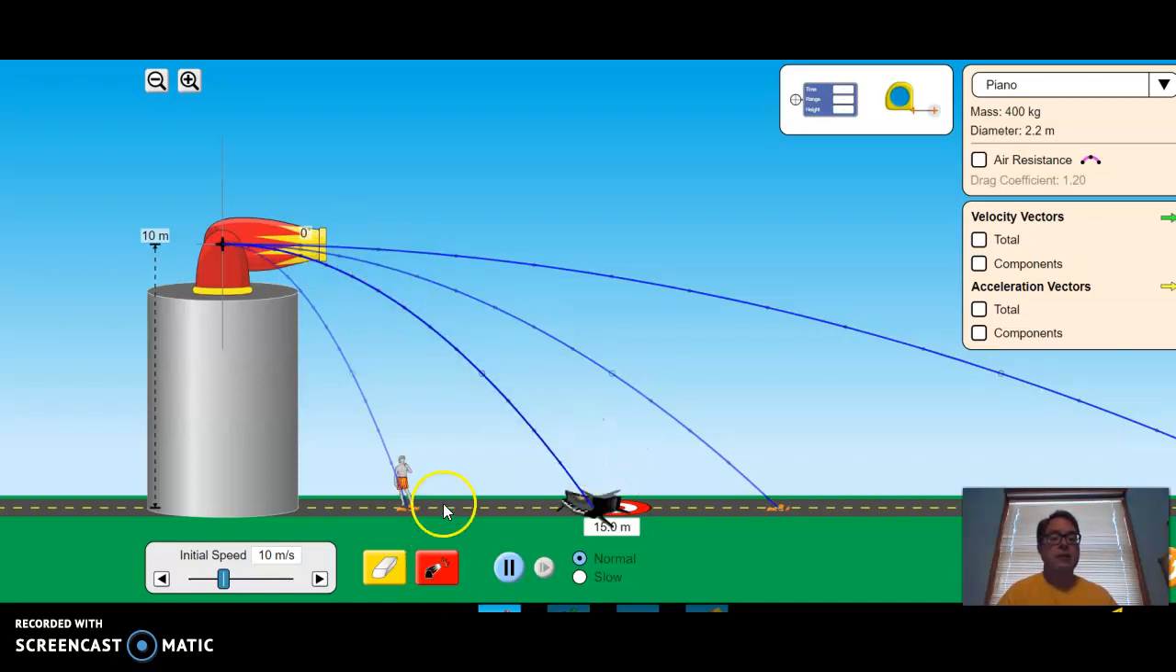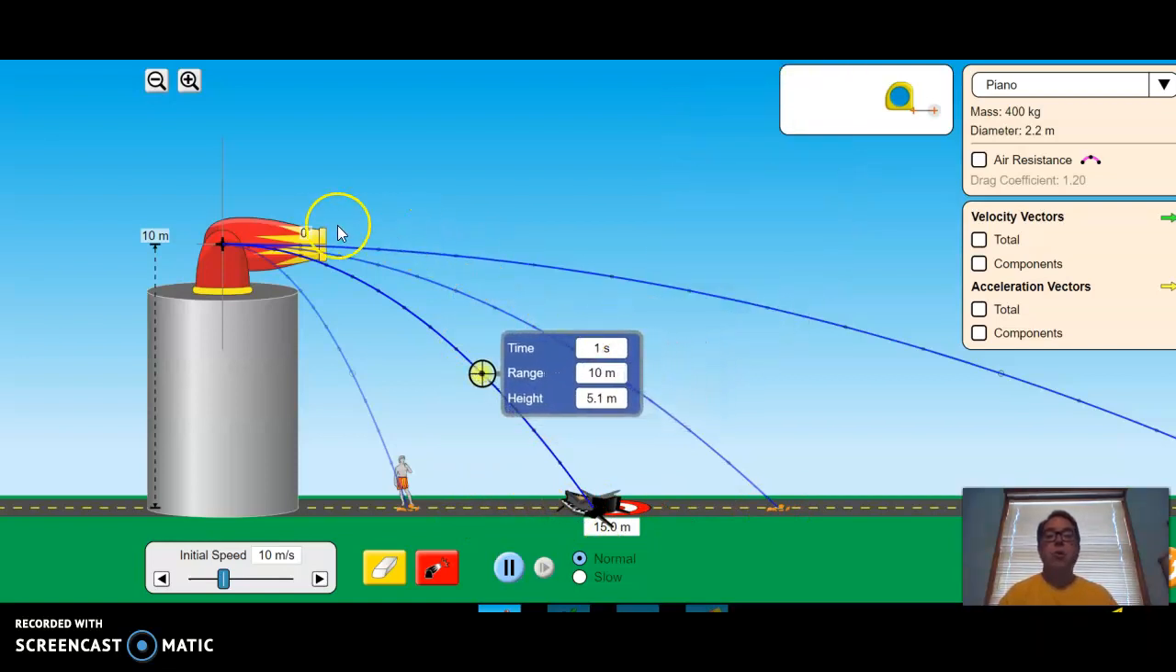Hey, look at that. Even though the piano's heavier, it didn't have any effect or change on its distance, did it? I wonder, did gravity pull it down faster or slower? Let's find out. So I'm going back here. At 1 second of falling, gravity pulling on it down for 1 second. Notice it also was at 5.1 meters.